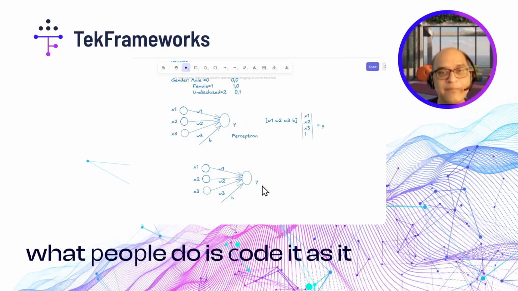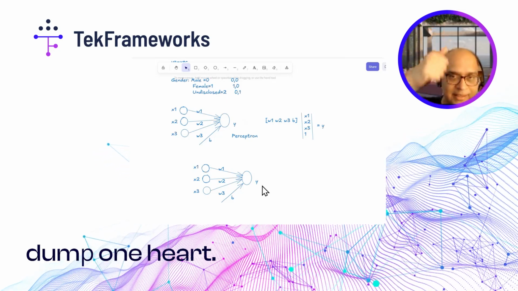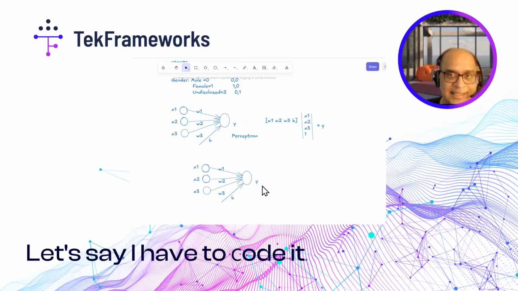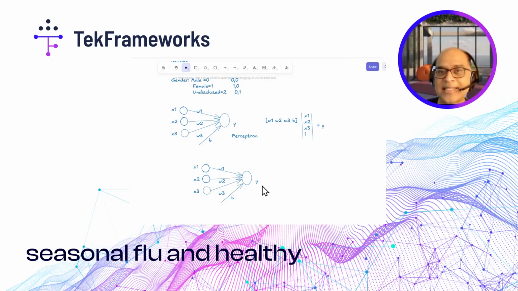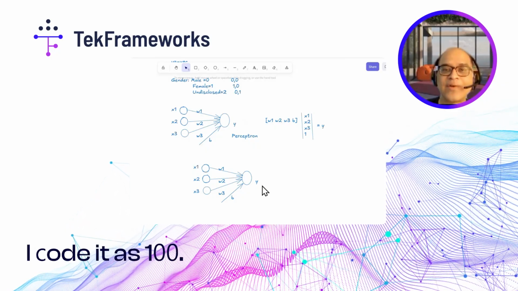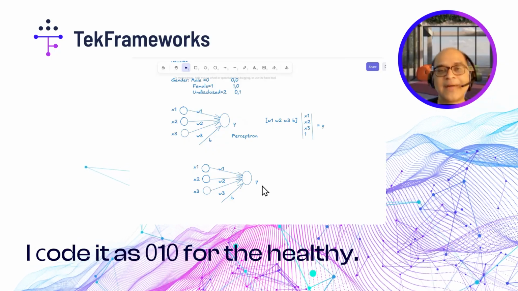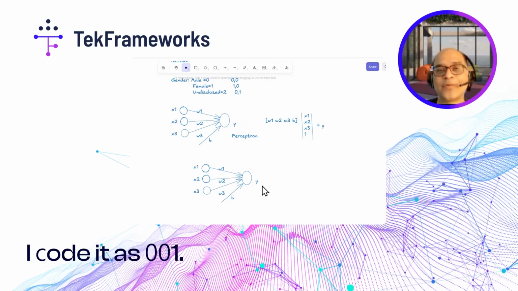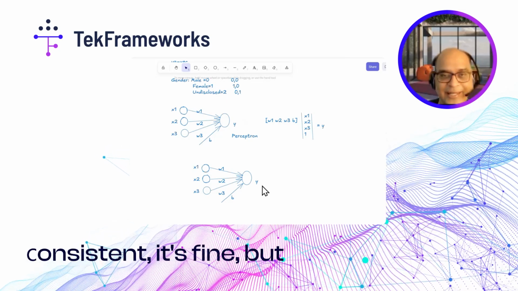But normally what people do is code it as a one hot vector. What is a one hot vector? Let's say I have to code it between COVID, seasonal flu, and healthy. For COVID, I code it as 100. For seasonal flu, I code it as 010. For healthy, I code it as 001. Again, I can code it whichever way, as long as I'm consistent, it's fine.